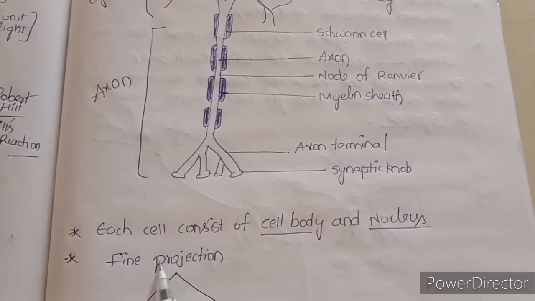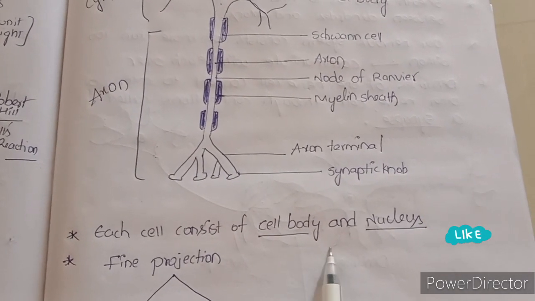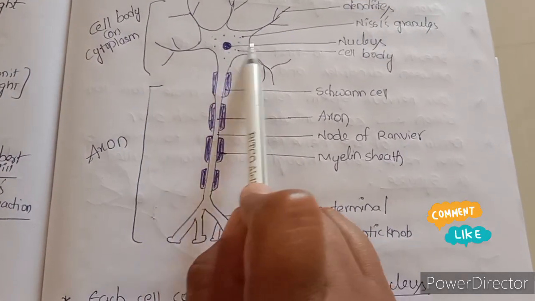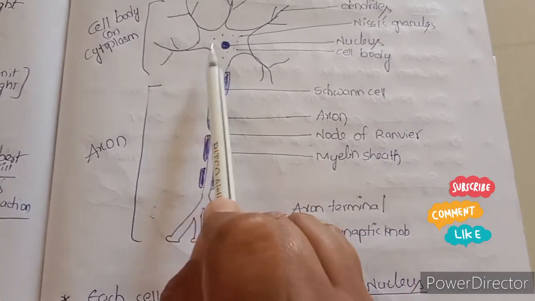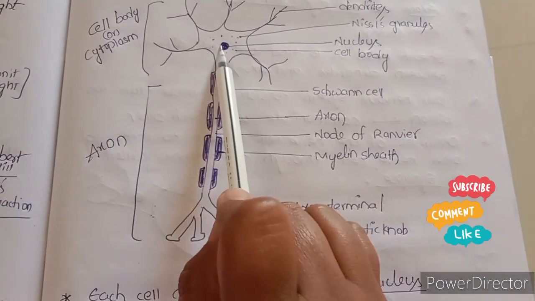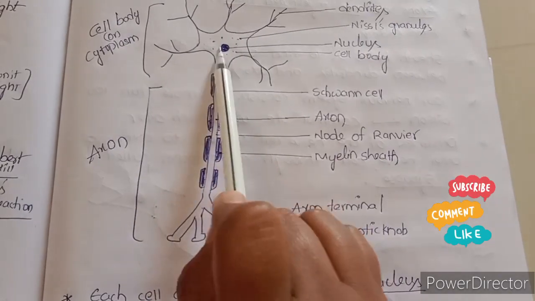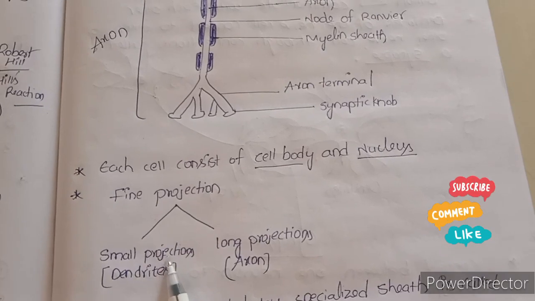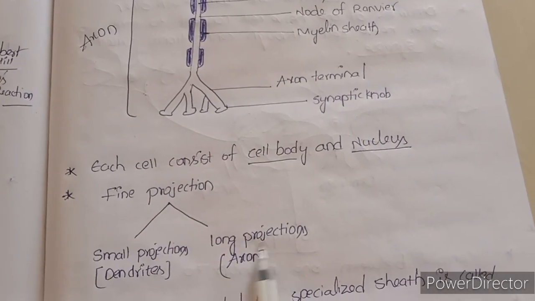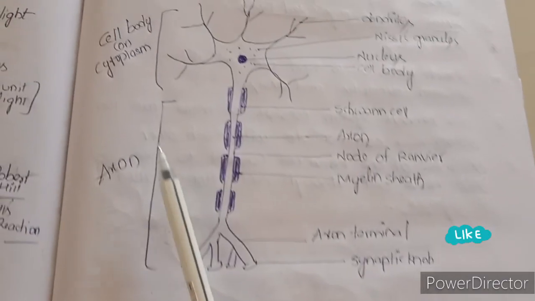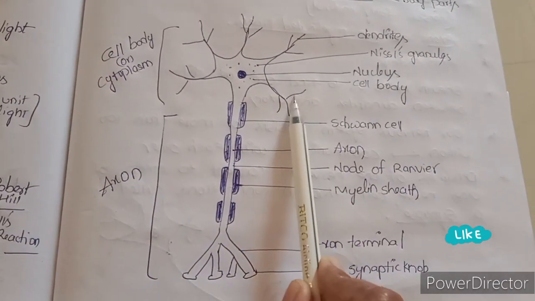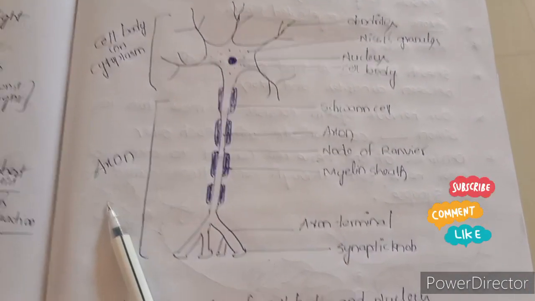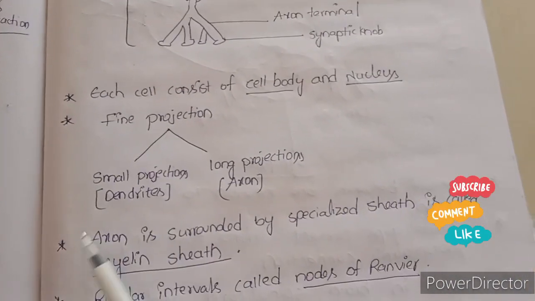First, each nerve cell consists of a cell body and nucleus. As I already said, the cell body contains a nucleus. Another second point is fine projections. Small projections are called dendrites, and long projections are called the axon. These small projections are dendrites, and this long elongated tube is called the axon.